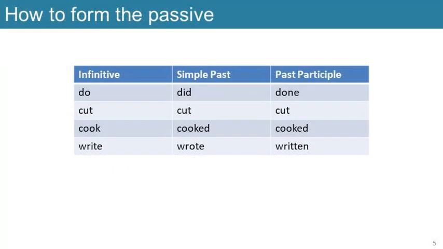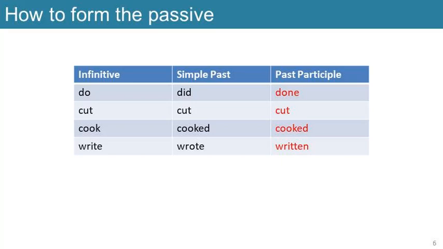Okay, now that you know what the passive is, let's look at how to form the passive. To start with, it is important that you know how to conjugate verbs as shown here: do, did, done; cut, cut, cut; cook, cooked, cooked; and write, wrote, written.